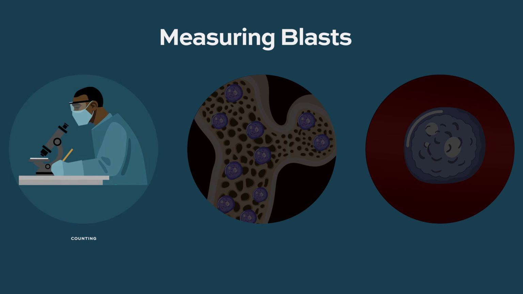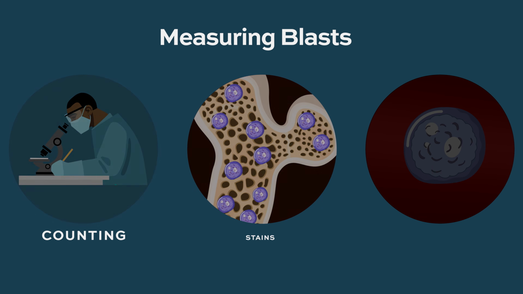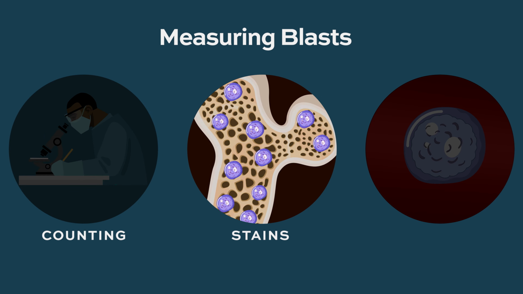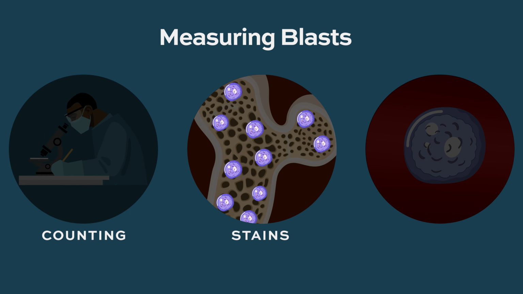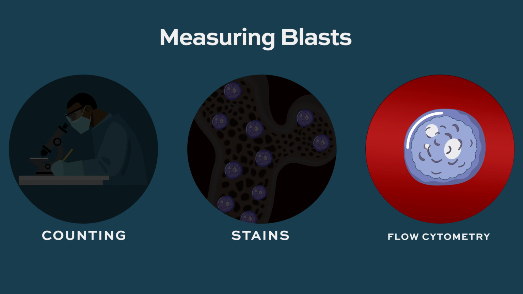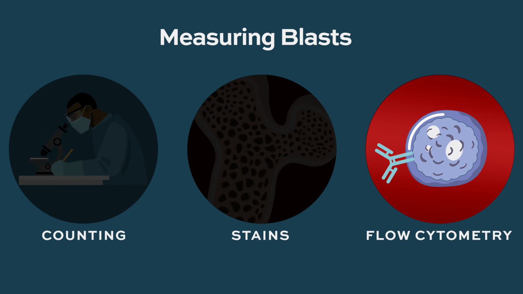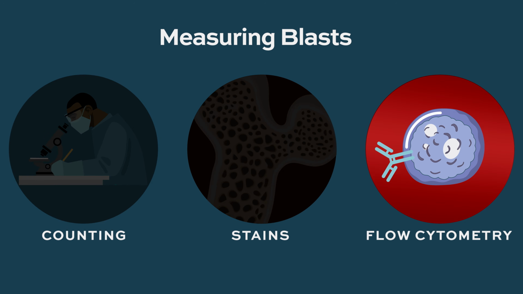Blasts can be quantified in several different ways. They can be simply counted based on how many you see under a microscope on a bone marrow biopsy specimen. There are stains that pathologists can use that will highlight blasts in the bone marrow, and that's another way that we can account for them. And then there's a fancy way called flow cytometry, where we use certain antibodies to different proteins on the surface of the blasts, and that can also be a way that we can count how many blasts a patient's bone marrow has.